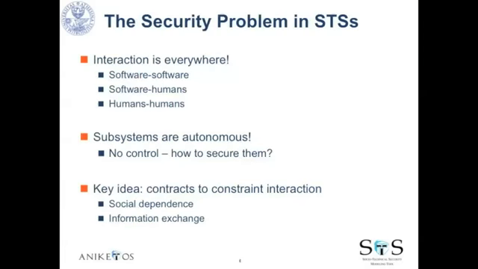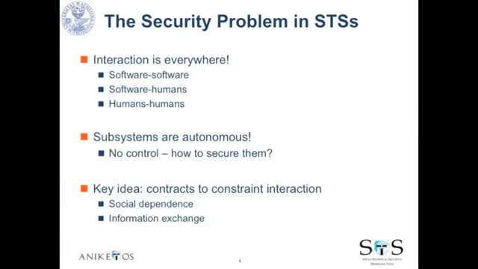So the security problem is mainly related to the interaction that is occurring between the involved participants. And we don't have only software interaction, but also human-software and human-human. And especially the social part of the socio-technical systems might make their interaction less reliable. And since the subsystems are autonomous and weakly controllable, how can we actually secure such interactions? The idea that we've been using in our work is basically to use contracts to constrain the interaction that is going on between the two parties.